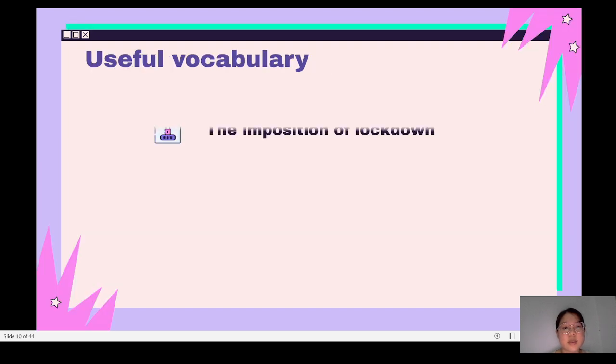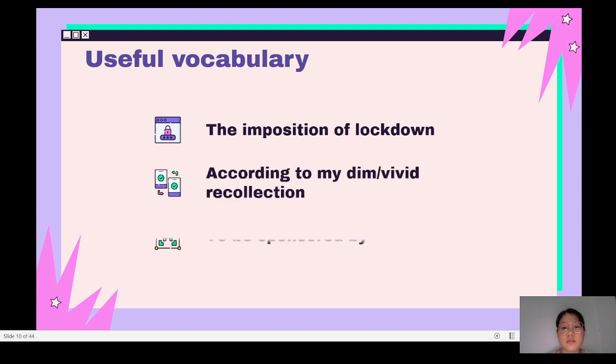Here are some new words. Please write down these new words in your notebook and learn them by heart every day so your vocabulary range can be enhanced greatly. The imposition of lockdown, according to my dim or vivid recollection, to be sponsored by.